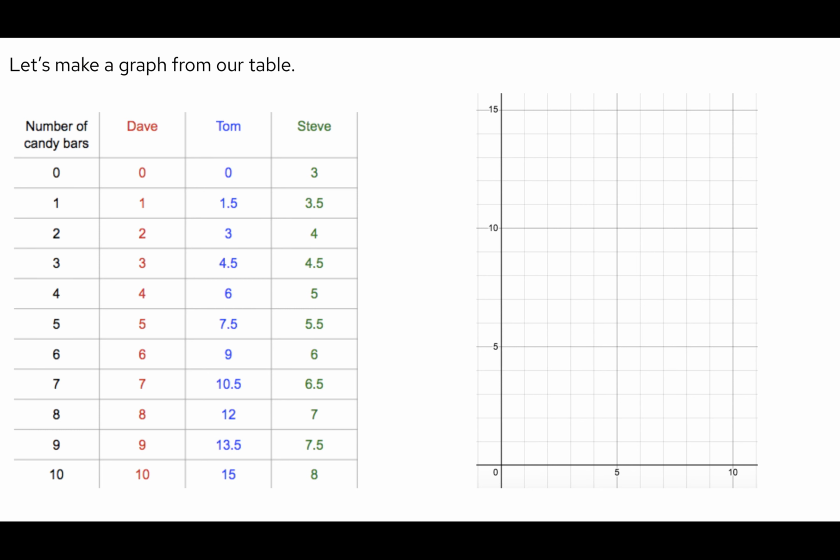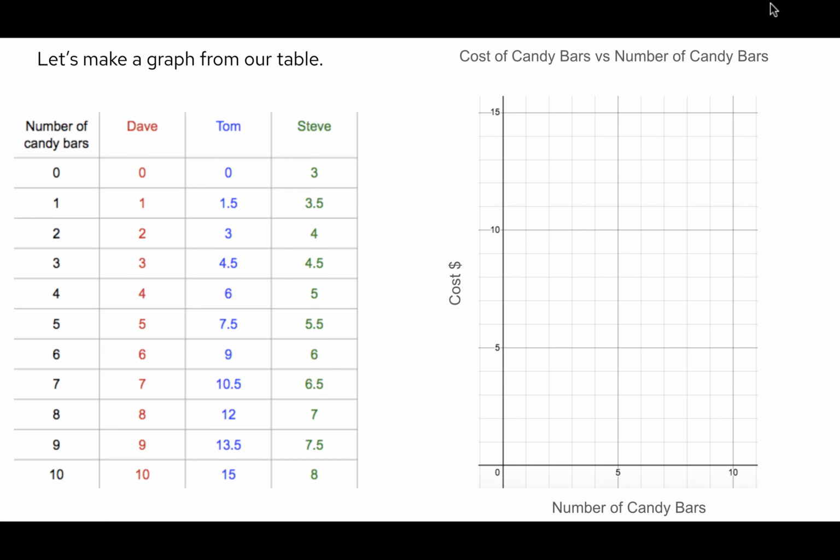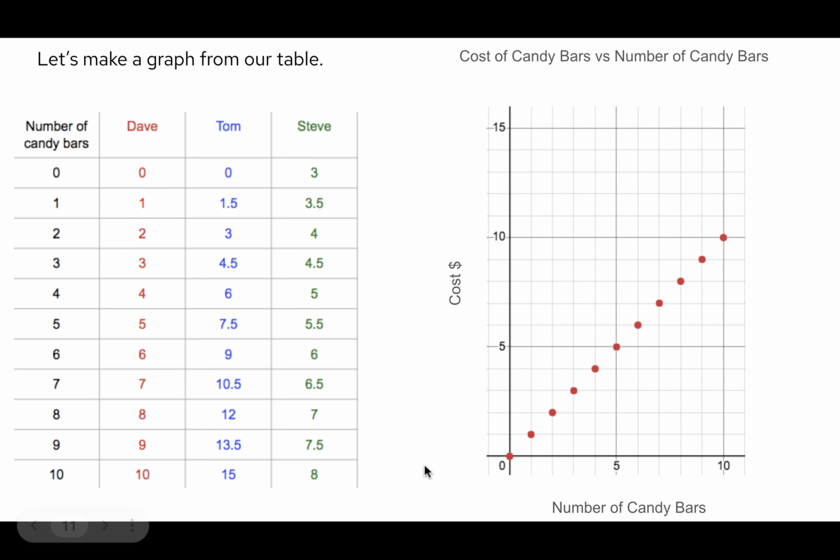So now we can make a graph from our table. We're going to say the cost of the candy bars versus the number of candy bars. So the cost is my y, or dependent variable, and my independent variable is the number of candy bars. So for Dave, if he doesn't buy any candy bars, he doesn't spend any money. If he buys one candy bar, it's $1, etc. And you can see that they're lining up. $5 for 5 candy bars, 10 candy bars is $10.